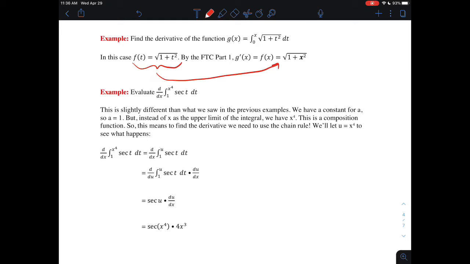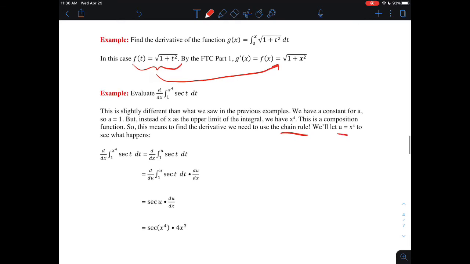This is a composition function. So what this means is that when we're finding the derivative, we're going to have to use the chain rule. Anytime we have a composition of functions, the chain rule is going to come up with the derivative. So to see what happens, we're going to let u equal x to the fourth. So instead of what I had to begin with, the derivative with respect to x of the integral from 1 to x to the fourth of secant t dt, I'm going to replace x to the fourth with u, and I have the derivative with respect to x of the integral from 1 to u of secant t dt.